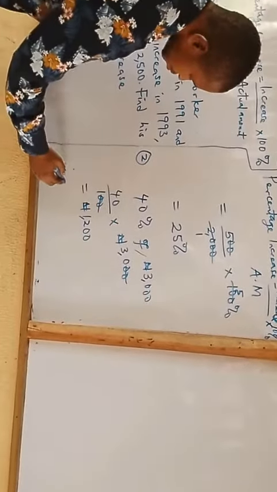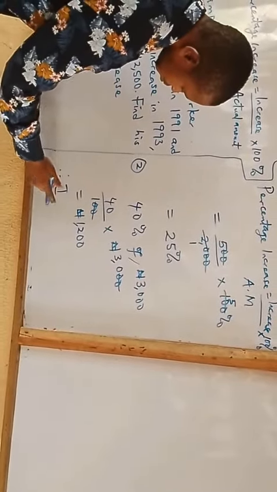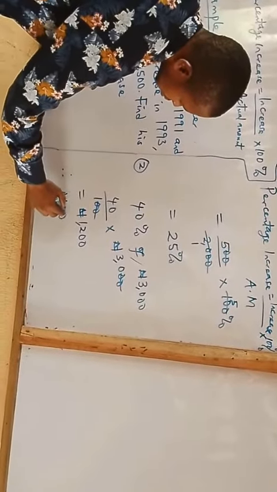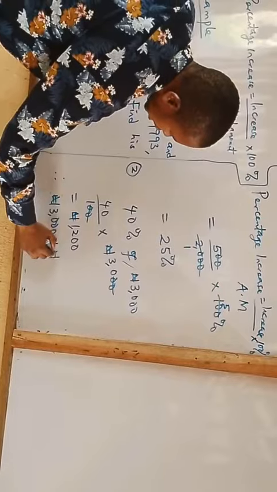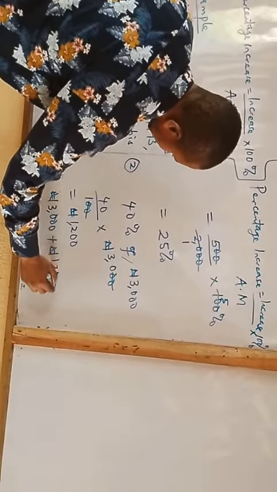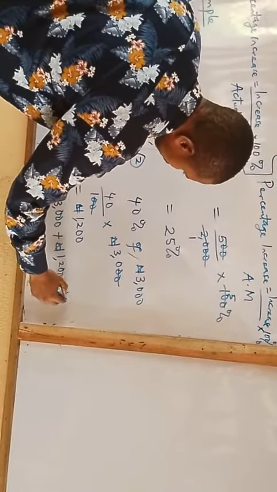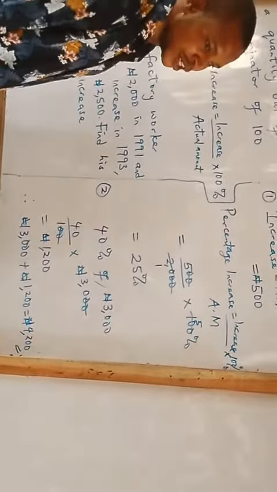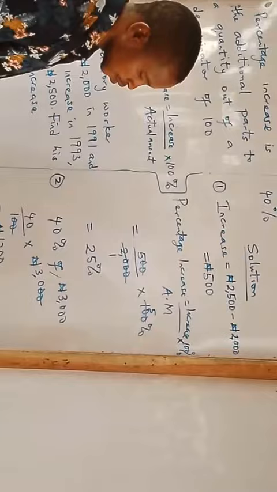So therefore, our answer will now be 3,000 naira plus 1,200, and the answer will be 4,200. So by doing this, we've increased 3,000 naira by 40%.